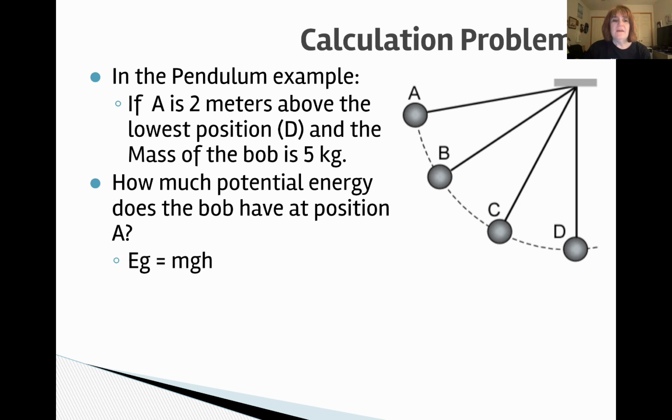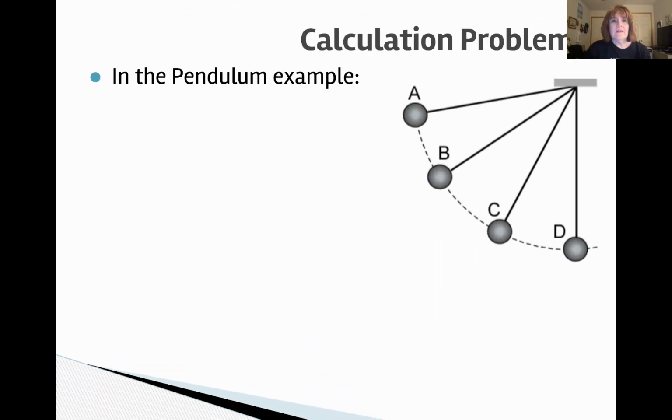So how much potential energy does the bob have at position A? EG is equal to mgh, mass times gravity times height. The mass is 5, gravity is 9.8, and the height is 2, giving us an EG of 98 joules.